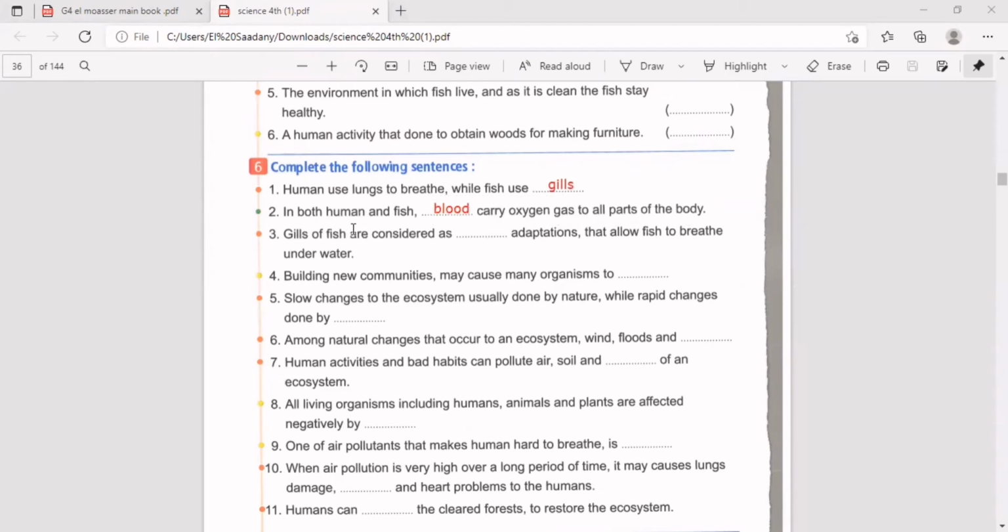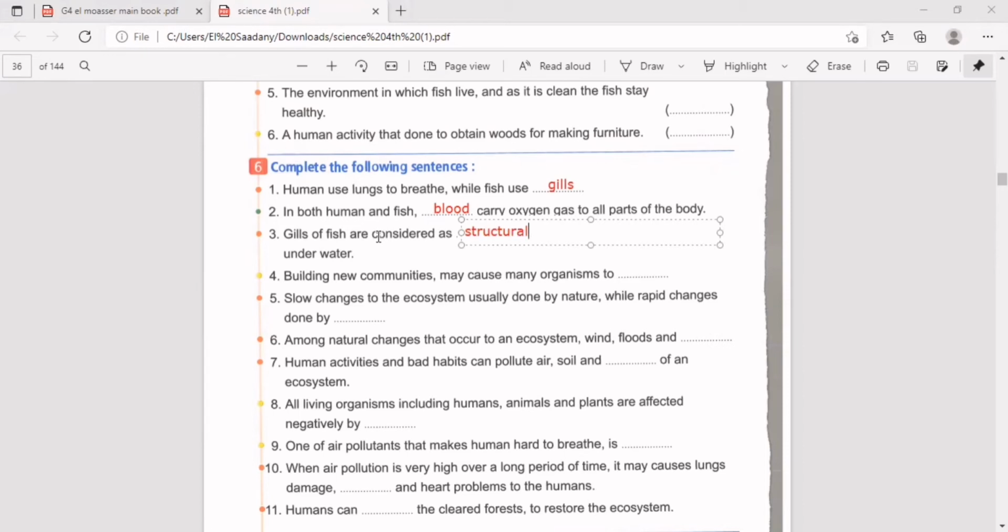Gills of fish are considered as adaptation. Which adaptation? That allow fish to breathe underwater. So is it structural? Is it behavioral? Are the gills something in their structure or something that the fish do? It's not something that the fish can do to breathe underwater. No, it's something in its structure. So it's structural adaptation.